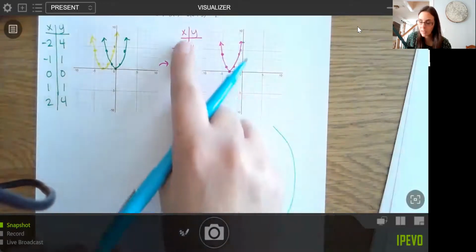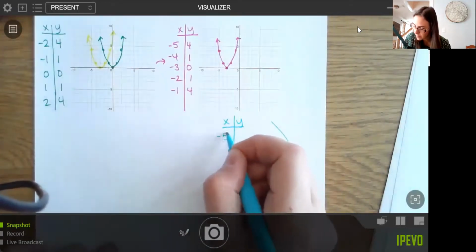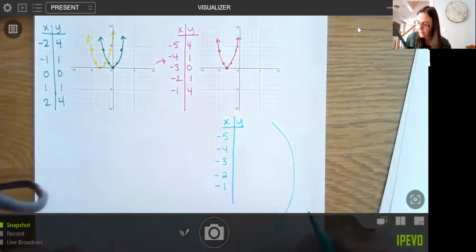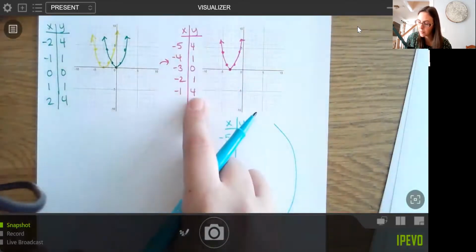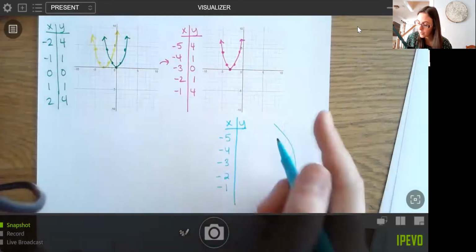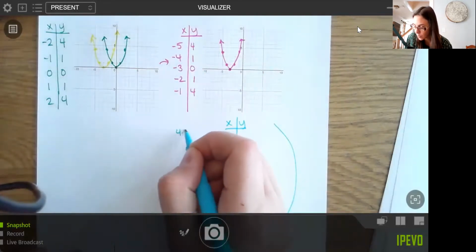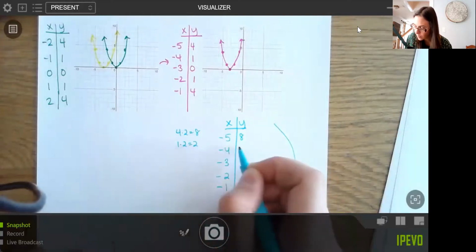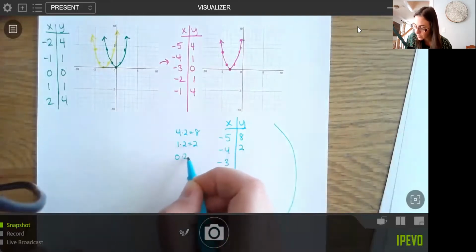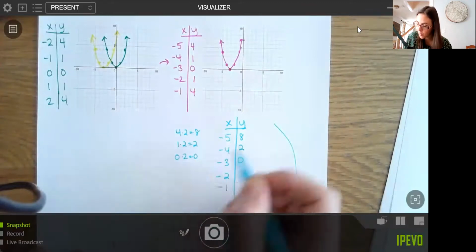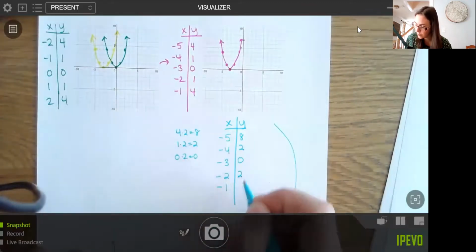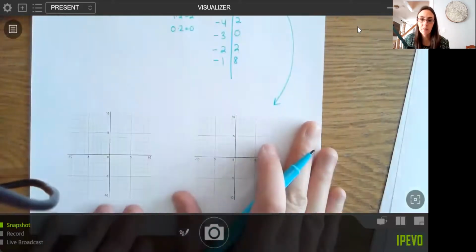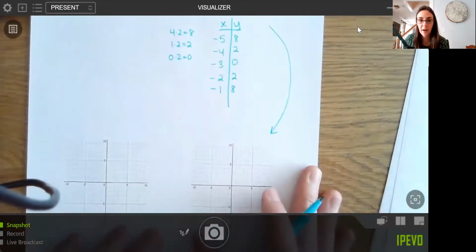So my x values are going to stay the same. I'm just going to rewrite them. And then for my y values, I'm going to multiply those by 2. So I'm going to get 4 times 2, which is 8. 1 times 2, which is 2. 0 times 2, which is 0. And then again, 1 times 2 is 2, and 4 times 2 is 8. I don't have a reflection here. It's just that multiplier. So let's go ahead and graph these.